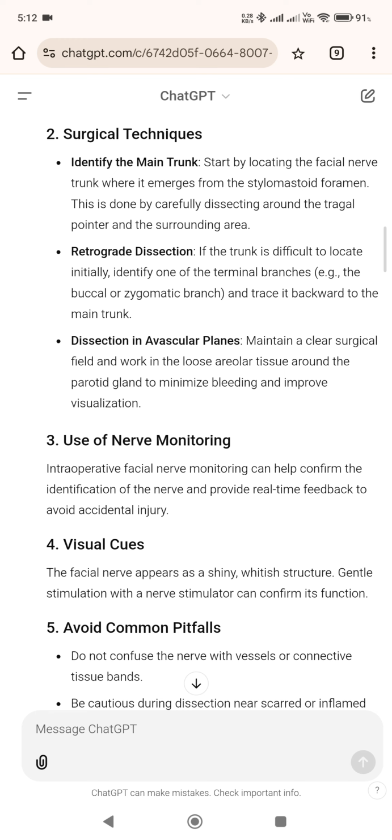Retrograde dissection. If the trunk is difficult to locate initially, identify one of the terminal branches, e.g. the buccal or zygomatic branch, and trace it backward to the main trunk.